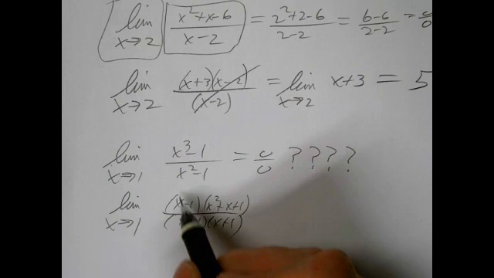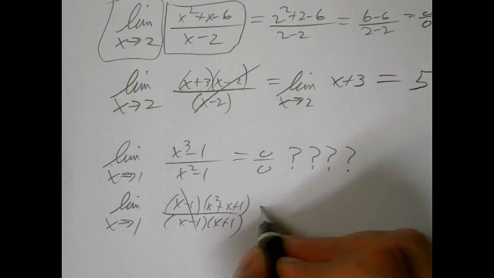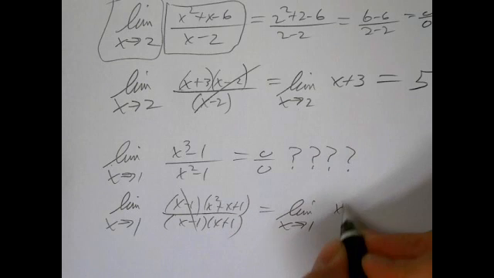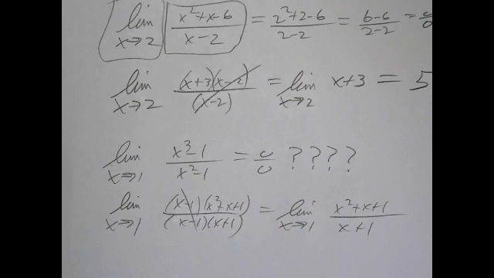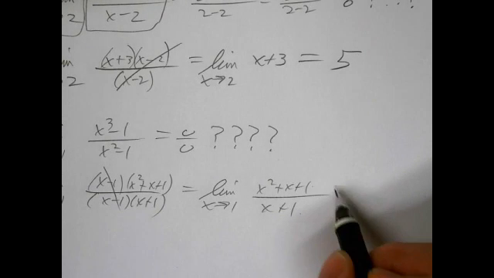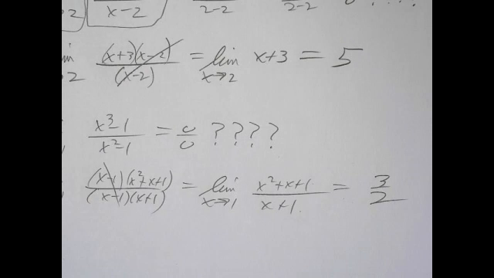Okay? Algebra says those things can cancel. All right? So this is the limit as x approaches 1 of x squared plus x plus 1 over x plus 1. I can plug and chug now. I can just plug in that 1 because I have a polynomial over a polynomial, and the 1 on the bottom does not equal 0. So there's your limit. All right? So again, trick number 1, factor and cancel. All right?